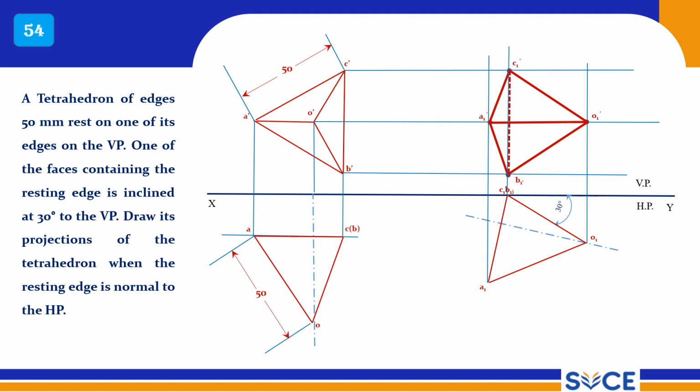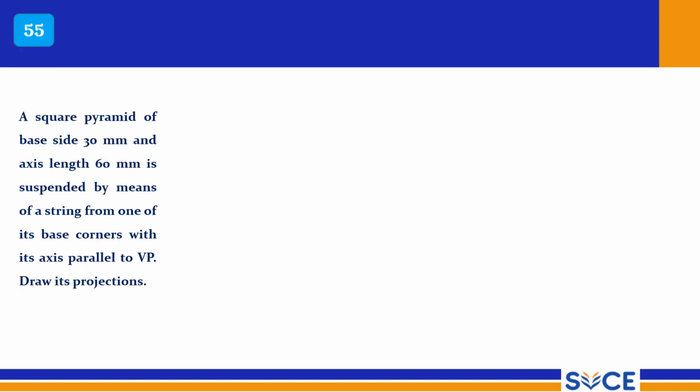So next, yeah students, next we'll see another problem. A square pyramid of base side 30 mm and axis length 60 mm is suspended by means of a string. So it is suspended by string. So it is a hanging problem. So the solid is hanged by string, right, from one of its base corners.